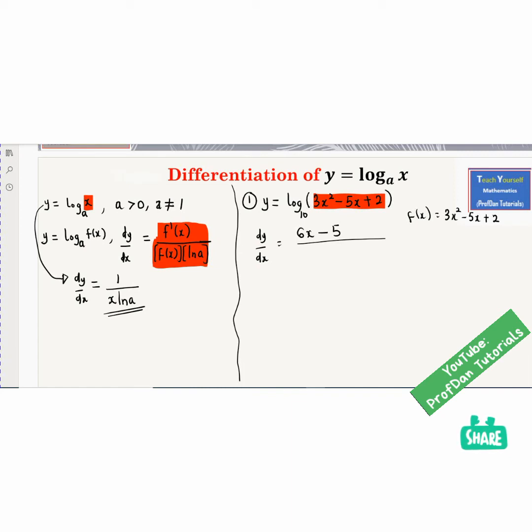Okay, so over here we write the function, which is 3x squared minus 5x plus 2. Then don't forget to put ln of the base. The base in this case is 10, so you have ln 10. You can apply chain rule to also solve this. Very easy. So we're going to look at another very good example.